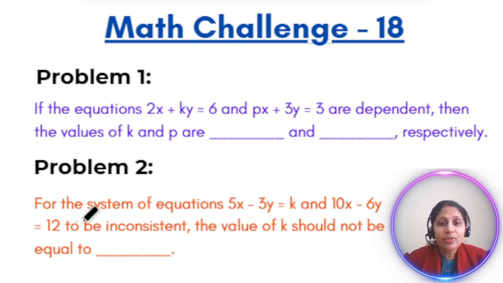The next one, for the system of equations 5x minus 3y equals k and 10x minus 6y equals 12, to be inconsistent, the value of k should not be equal to how much? Which is similar to our example problem. I hope you can do both the problems without any problem, right?